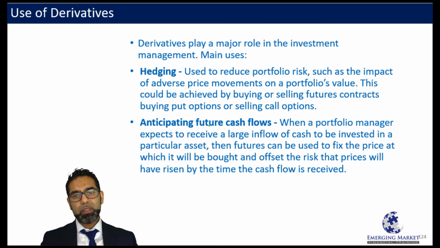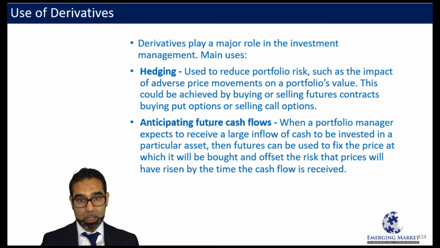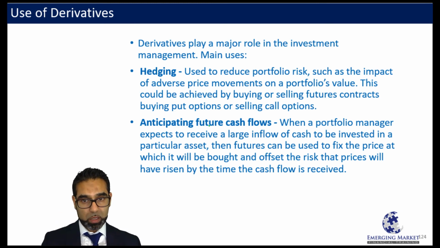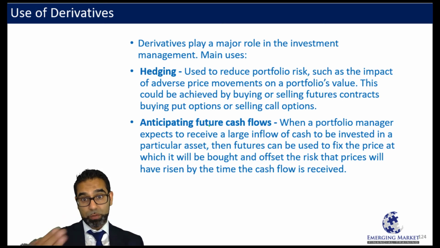So derivatives have certain major uses or roles that they play in investments, in investment management, in the financial markets. One of the main uses, and back to that farmer example, is hedging. And hedging is supposed to reduce risk. So a farmer hedges their produce by locking in the price they're going to sell in the future.